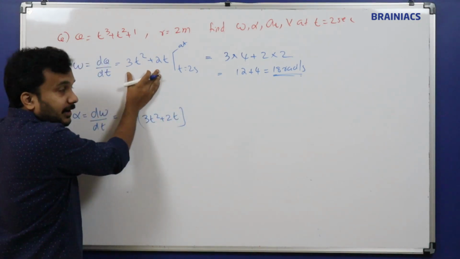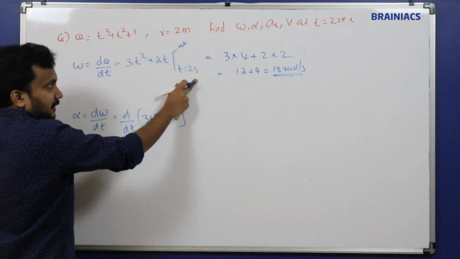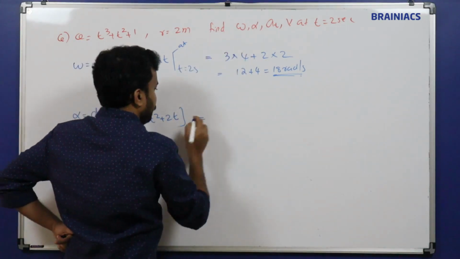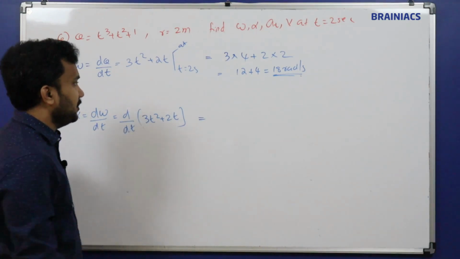This is the standard value of omega. This is the value of omega at t is equal to 2 seconds. So now we got the standard value of alpha. Now we are going to find the value of alpha at t is equal to 2 seconds, which means we will differentiate this again.